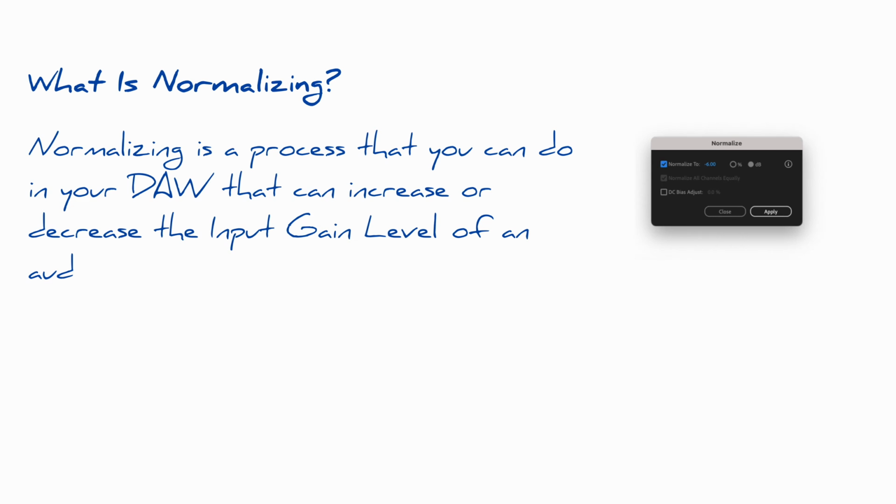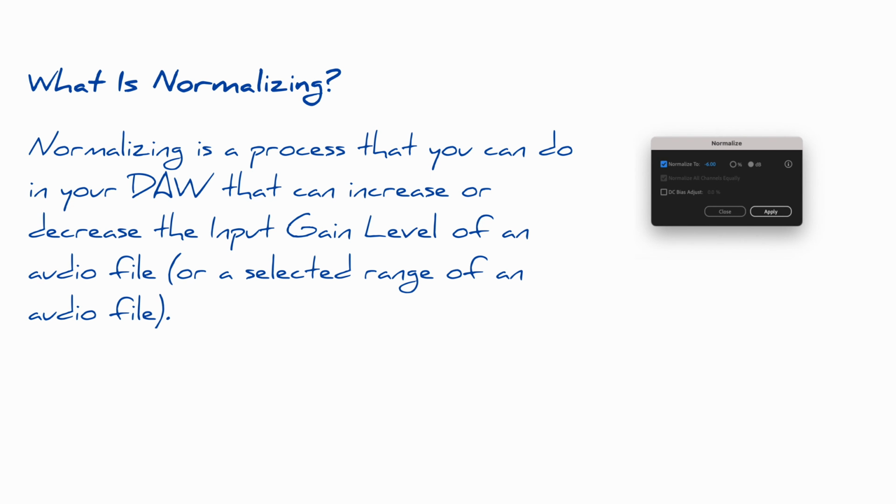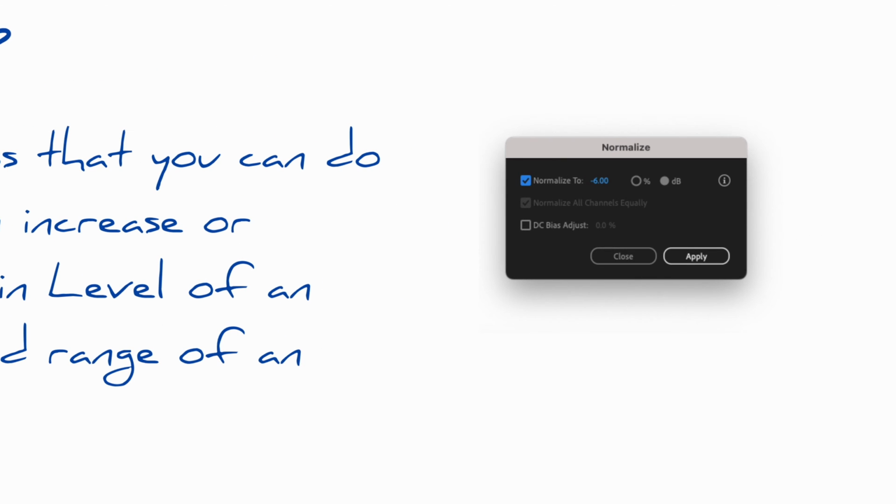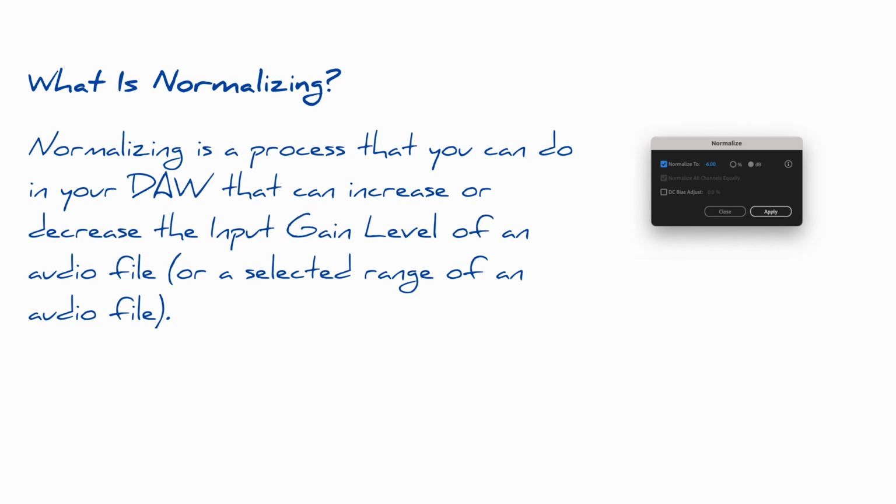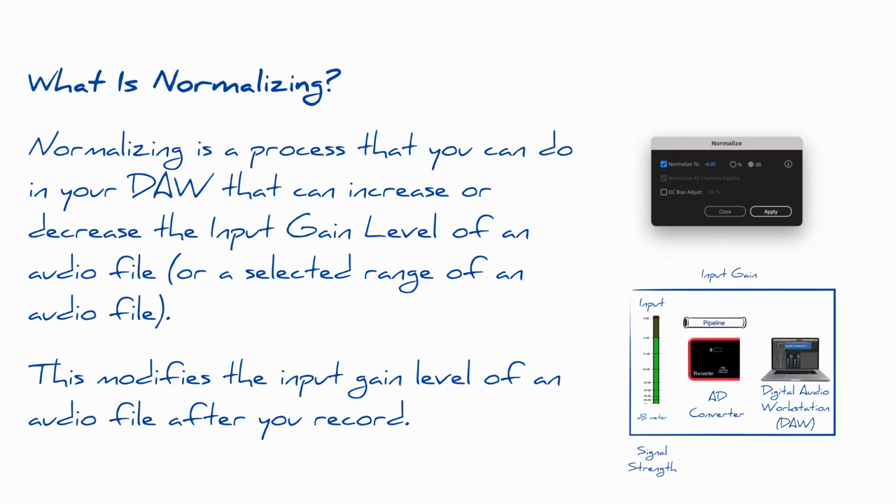So what is normalization? Well, normalizing is a process that you can do on your DAW, your digital audio workstation, the software on your computer to capture audio, where you can increase or decrease the input gain level of an audio file or a selected range of an audio file. And you can see it looks like a very simple plugin. What you're doing is just telling it to go to a certain level. I'll illustrate that in a second. But again, we're talking about that one particular section of the signal flow. Normalization modifies the input gain level of an audio file after you record.